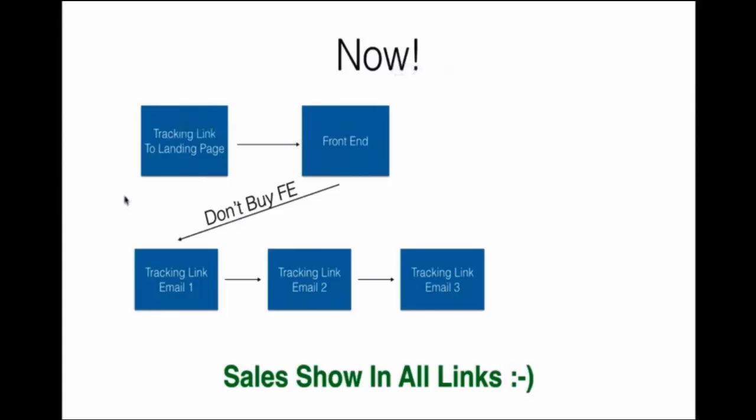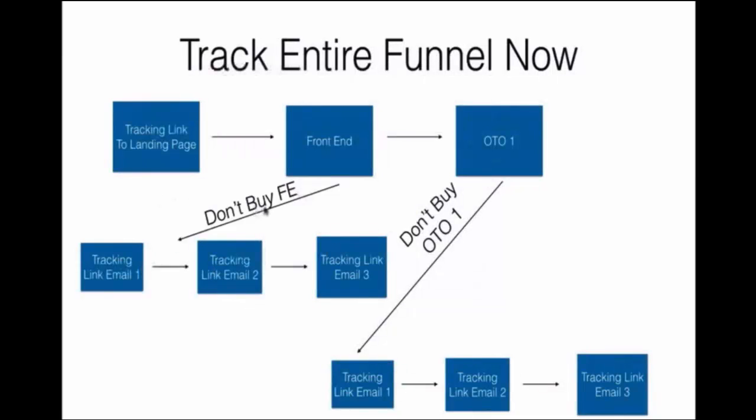Now, another way you can use it is if you have a little bit more complicated funnel. Let's say you have a tracking link that goes to a landing page, your front end product, and then you have an OTO. Now, previously you couldn't track your actual funnel itself, and now you can do that with Clickmagick because of this new feature. So let's say you wanted to actually track and know, okay, what is my front end converting at? What is my OTO1 converting at?